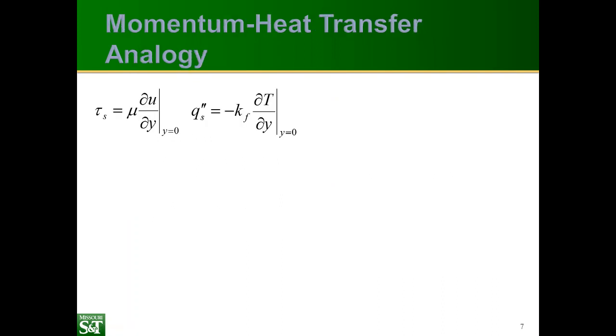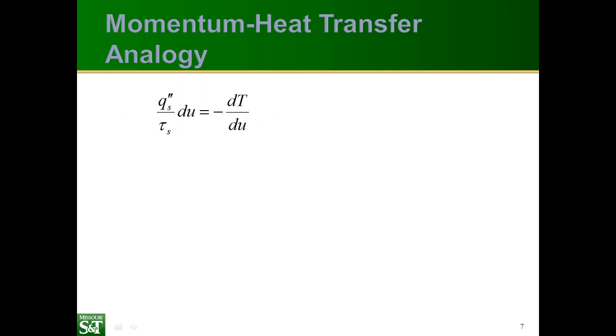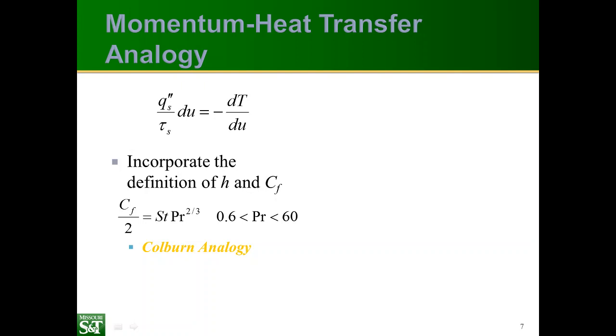We can also use these momentum heat transfer analogies. We start with the definitions for wall shear and wall heat flux, and we can actually combine these two equations. And when we do that, we end up with an equation relating temperature gradient, heat flux, and wall shear. So we incorporate the definitions of heat transfer coefficient and skin friction coefficient, and we end up with a slightly modified version of the Reynolds analogy. This is called the Colburn analogy, sometimes known as the modified Reynolds analogy.